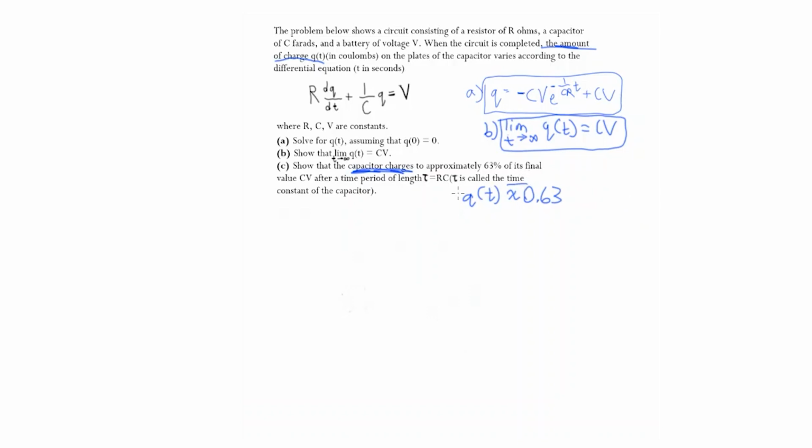Well, tau is the time constant of the capacitor, but it says length, time period. So we know that tau is actually telling us our time. So our t variable that we have up there is going to be our RC. And now we just plug this back into the equation we found in part A. I'm going to rewrite out the equation one more time. And then we plug in RC into our t. We can't plug in 0.63 yet because that's what we're trying to find.